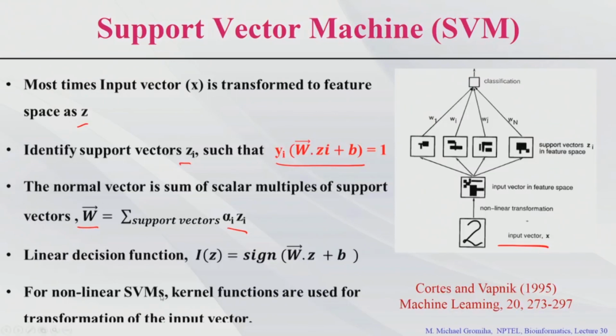Then you have the decision function of z, which is the sign of w dot z plus b. If it is a plus or a minus, you can define the different classes. This is the case for linear ones, but for nonlinear SVMs, they use various kernel functions for the transformation of the input vector. You can listen to lectures offered by the computer science department for more details and the derivations for different machine learning techniques.